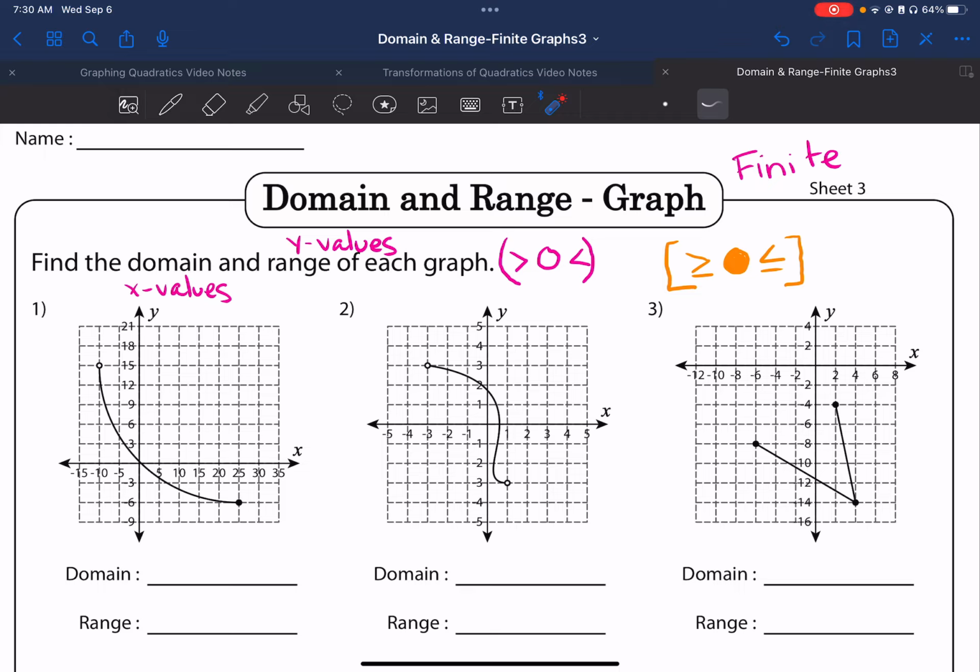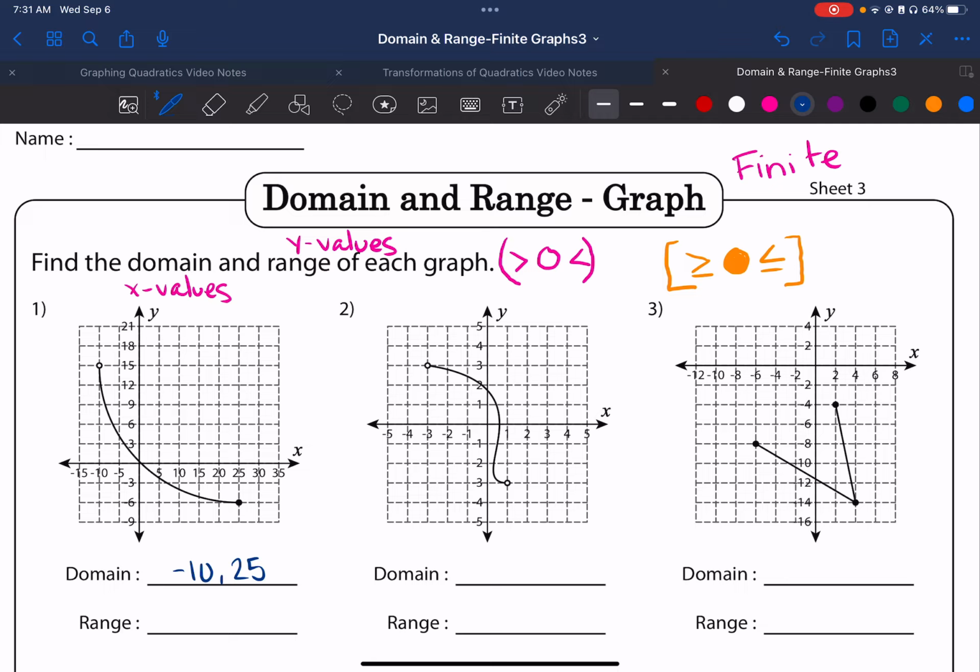That's going to be where this open circle is at -10. The graph is going to continue until we get to 25, where we have another circle and we have nothing at the end after that. So when we want to express this, we're going to say our graph is starting at -10 and it's going all the way until 25.